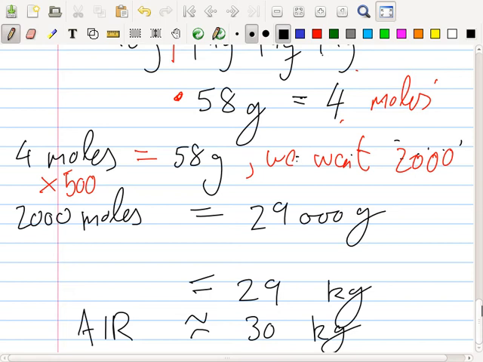Is this okay, Ted? Yes. Are you sure? You seem a little unsure. Does the answer seem right? Does 30 kg seem like the right answer for this room? Yeah, I guess. Why didn't we multiply 2000 by 58 divided by 4? Okay, you could do 58 divided by 4 multiplied by 2000. It's the same answer.